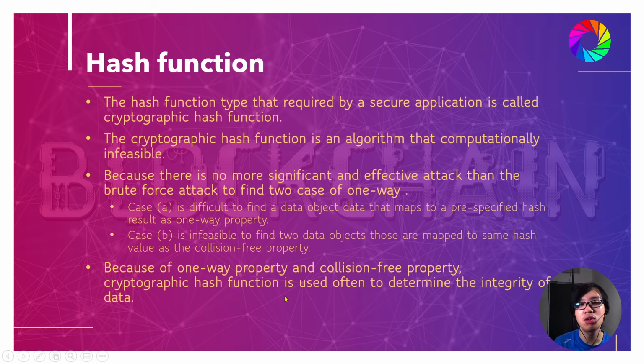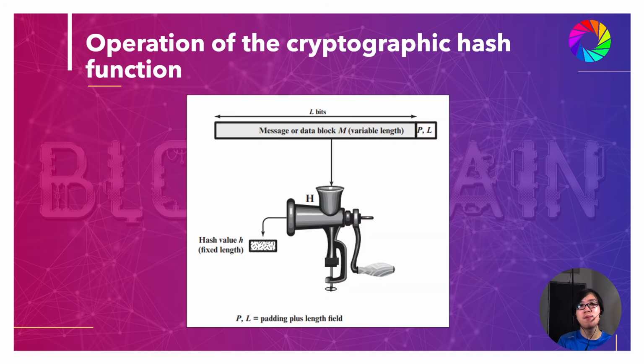So the cryptographic hash function is often used to determine the integrity of data. That means in the blockchain we are using the hash function to protect the data so that it cannot be altered by the attacker or some people. So this is the operation of the cryptographic hash function.